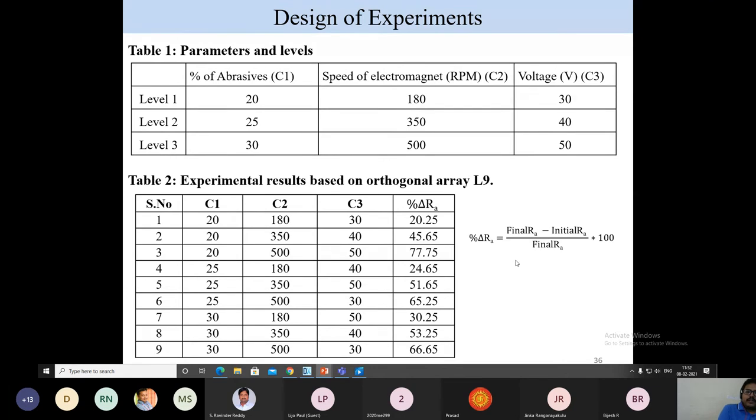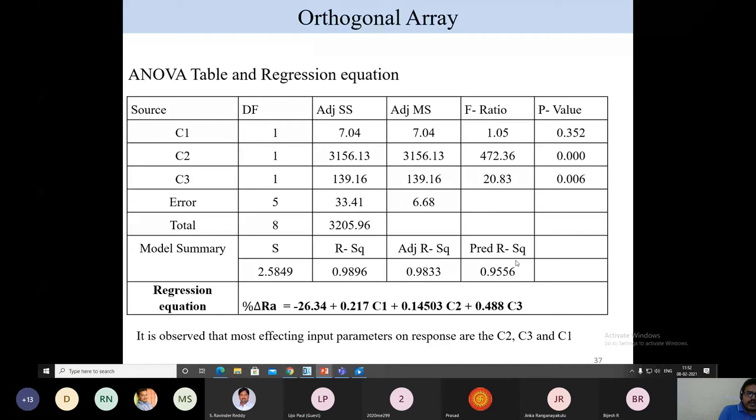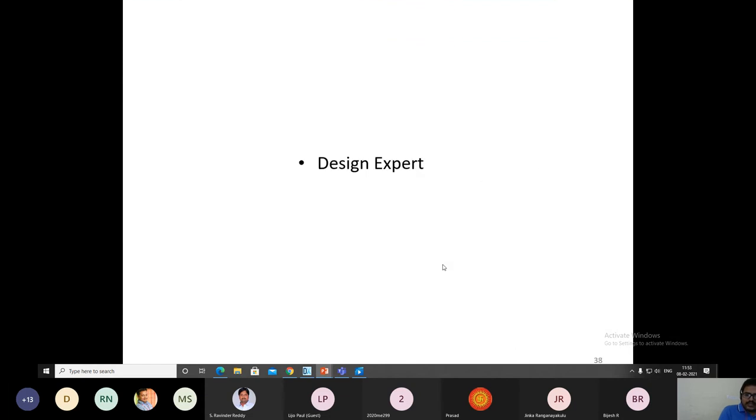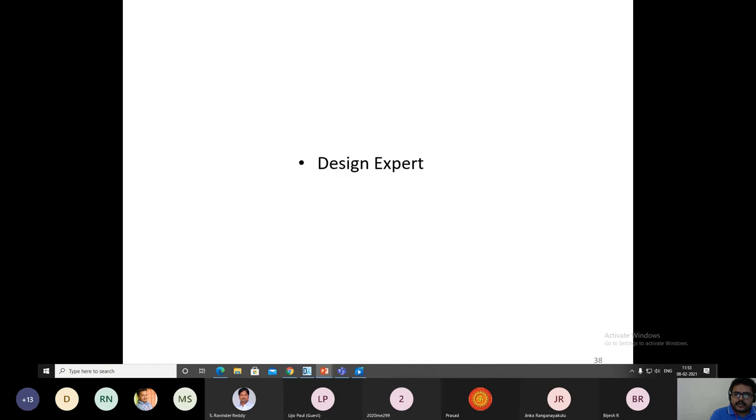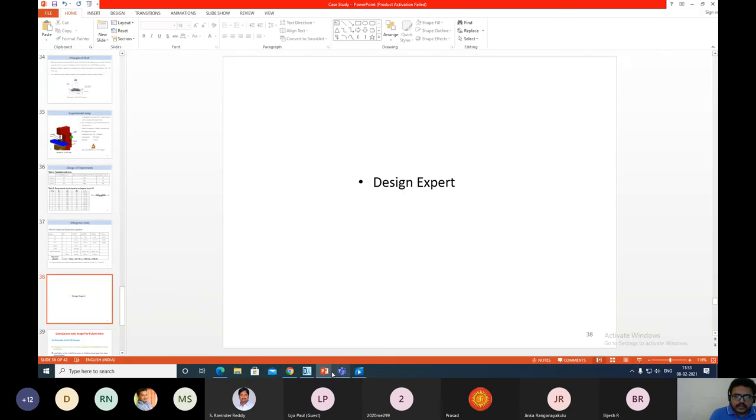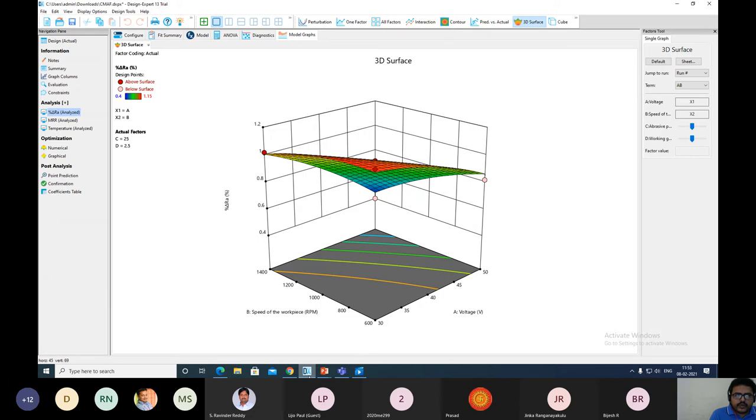So we used L9 in that particular case, and we performed regression analysis with DOE, which you are going to learn in the further sessions, like how to do ANOVA analysis, regression analysis, etc. After doing this experiment, we understood the influencing parameters, the major contribution of each parameter to this particular result, and we started improving the result.